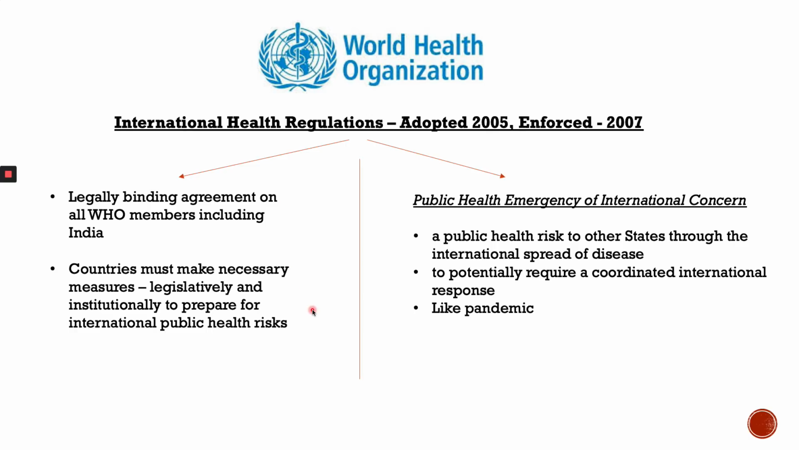So, countries must make necessary measures, whether it is making a law or setting up dedicated institutions to prepare for international public health risks. This could mean a dedicated law, specialized institutions. This would also mean certain checks on transportation. This would also mean certain basic measures that have been taken to prevent public health risks from happening, and so forth.